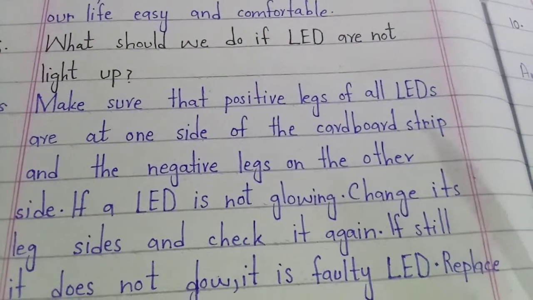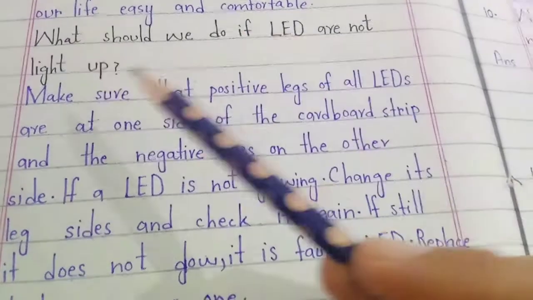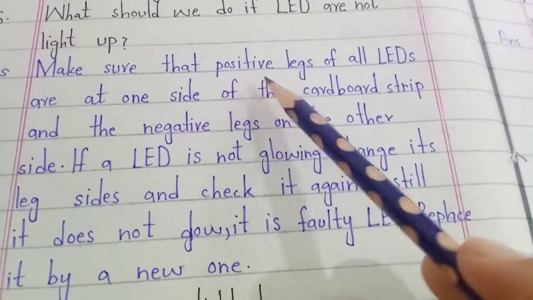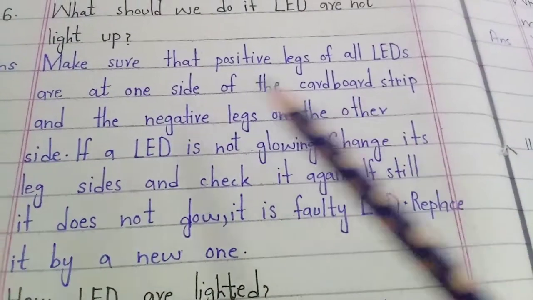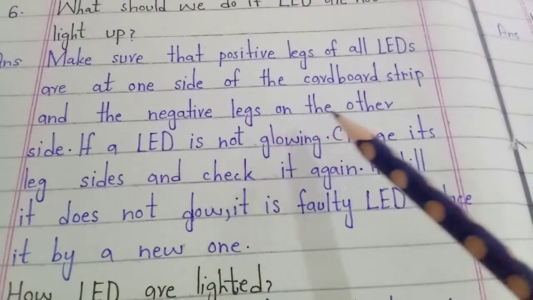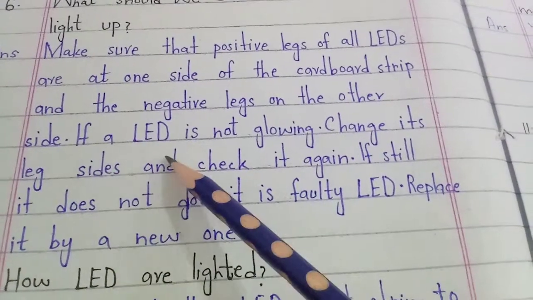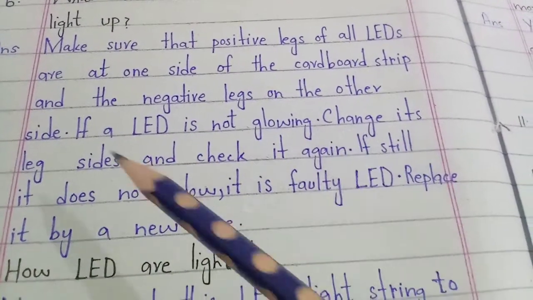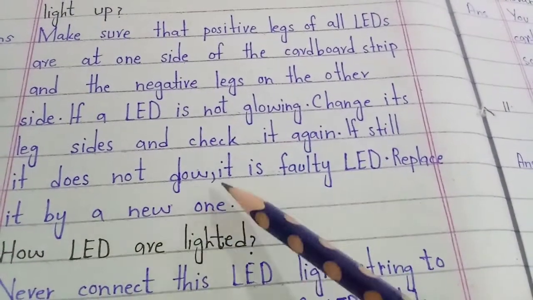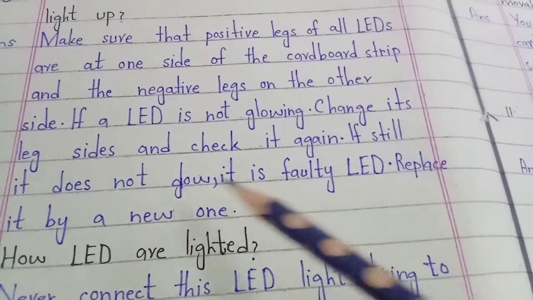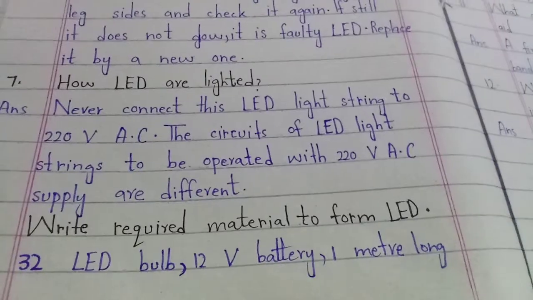What should we do if LEDs do not light up? Make sure that positive legs of all LEDs are at one side of the cardboard strip and the negative legs on the other side. If an LED is not glowing, change its leg sides and check it again. If still it does not glow, it is a faulty LED; replace it by a new one.